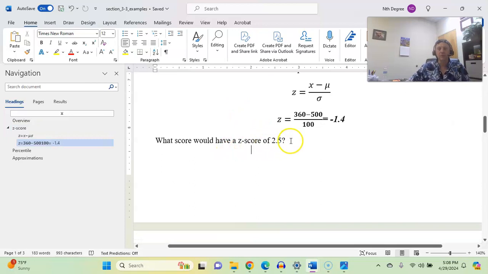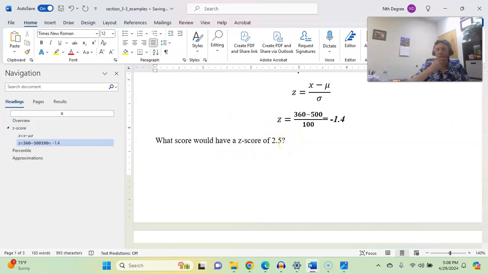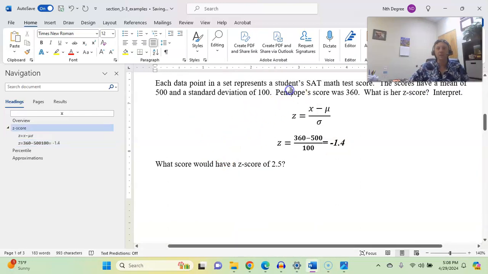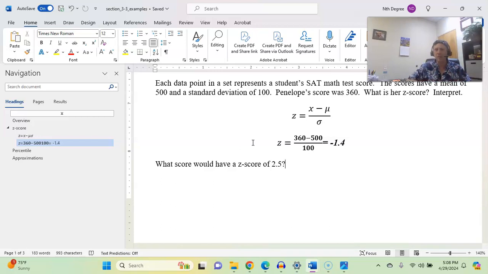Now, it's important to be able to answer that question in reverse. So let's suppose, for example, that there's a selective college that only takes students that have a z-score of 2.5 or better. So we would be interested in flipping this question around and saying, if I want to target a z-score of 2.5, then how high should my SAT score be?